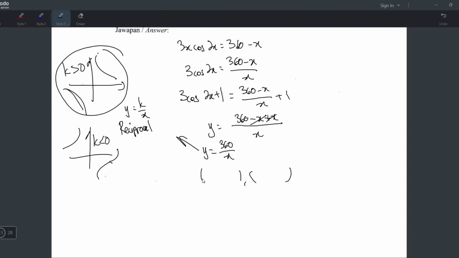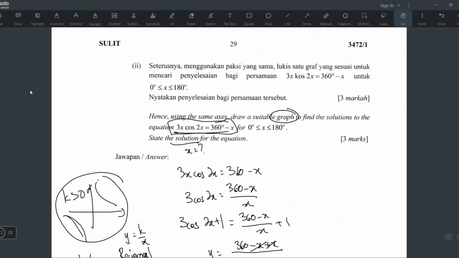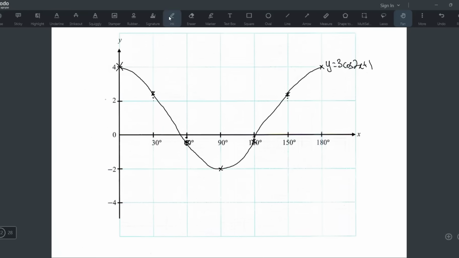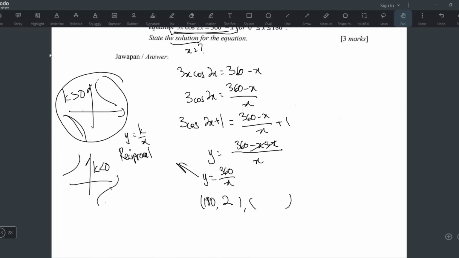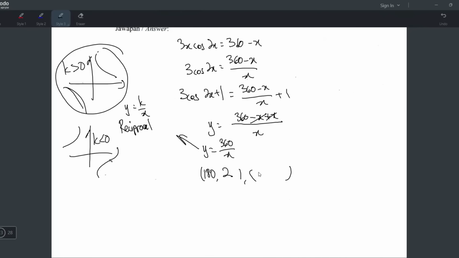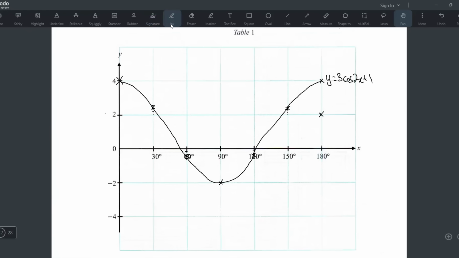All right, I remember 180 can use, right? Yeah, so 360 divided 180 is 2. So you can plot this easily. 180, 2, that's going to be here, right? That's going to be here. Okay. All right. For the other point, maybe I can choose 90 or 30 or 60 like that. Okay. Let's use 90 lah. So if x is 90, 360 divided 90 is 4. Okay. 90, 4. So let's go 90, 4.